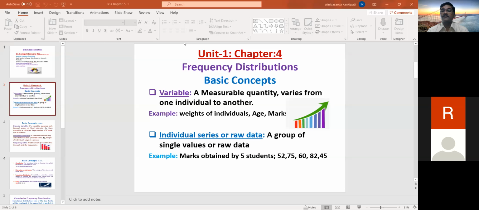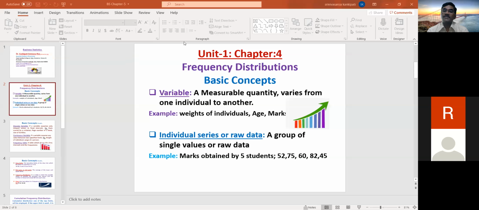For example, marks obtained by five students: 52, 75, 60, 82, 45. These are the marks obtained by the five students. So this is what we call data.